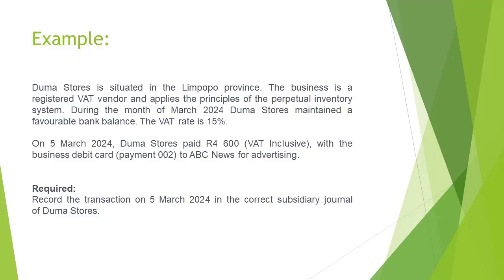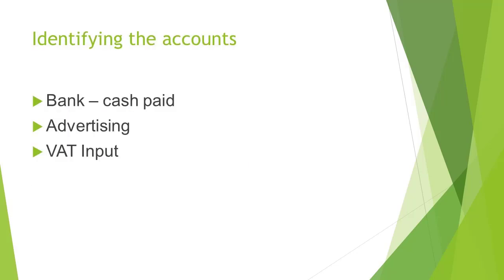We are required to record this transaction in the correct subsidiary journal of Duma Stores. The accounts affected by this transaction are the bank account, because the business paid cash from the bank account, advertising, since this is the expense that was paid, and the VAT input account, which is the account where we record all VAT that can be claimed back from the South African Revenue Services. This account is classified as an asset in the books of the business.